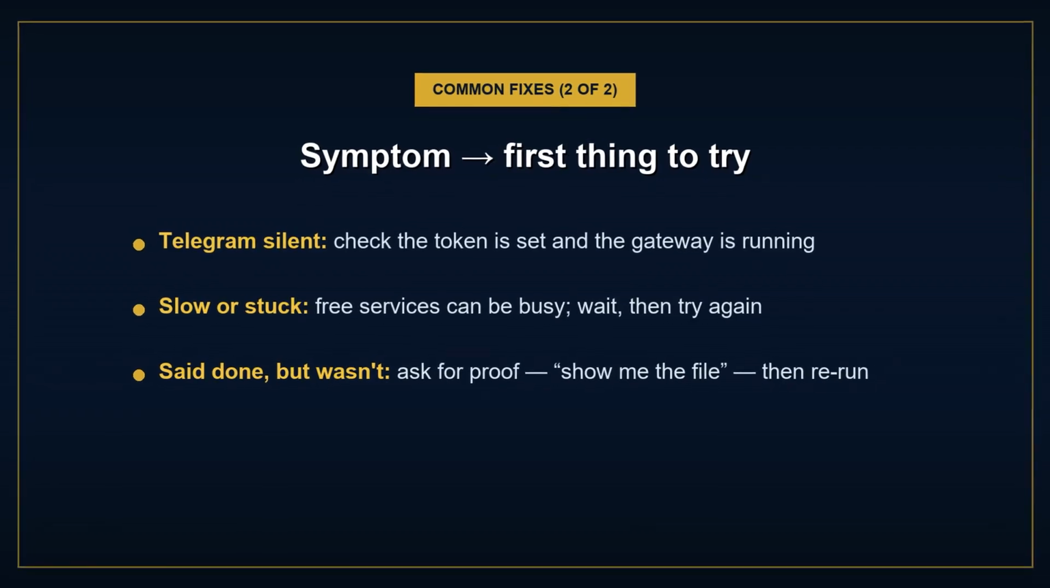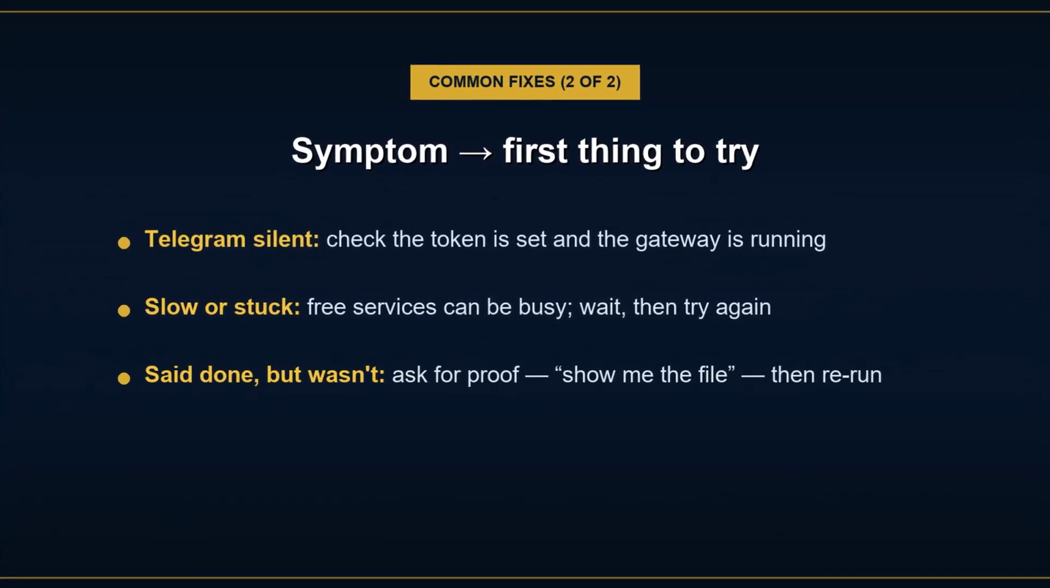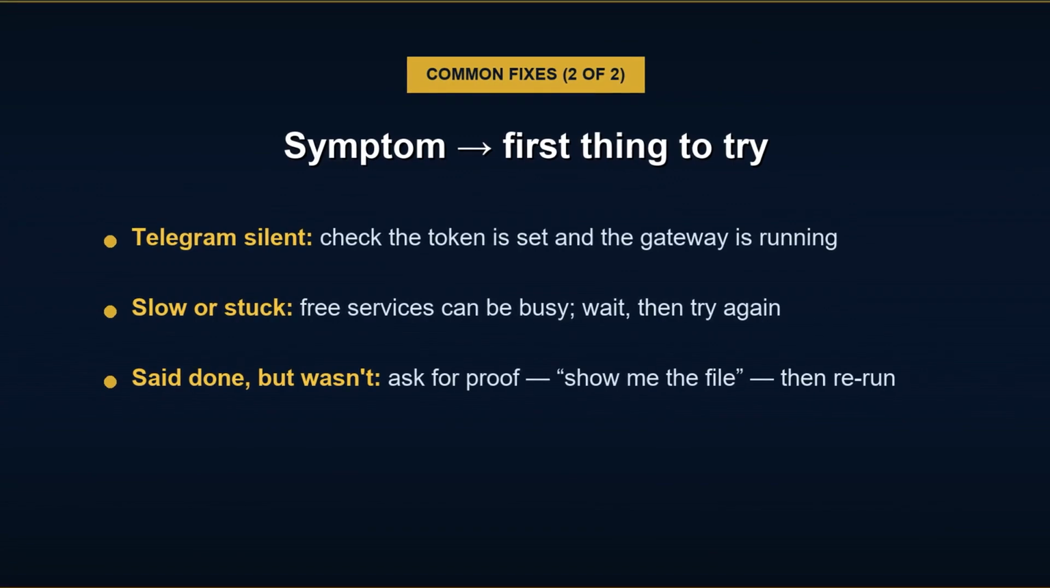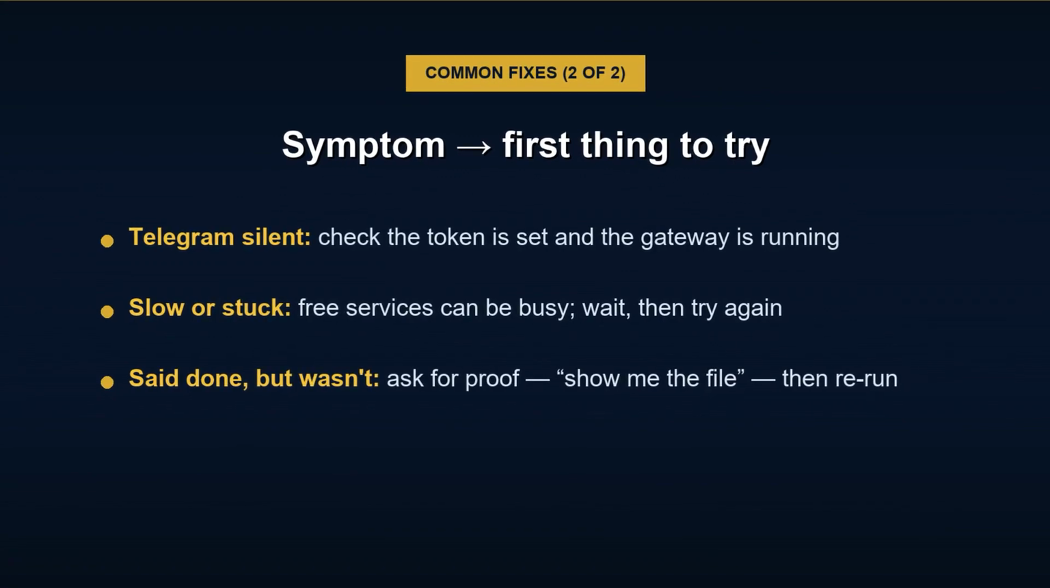A few more. If Telegram messages aren't arriving, check the token is set and the gateway is running. If it seems slow or stuck, free services can be busy, so wait and try again. And if it says it did something but didn't, ask for proof, then rerun if needed.